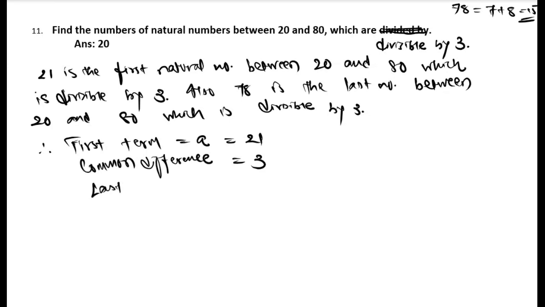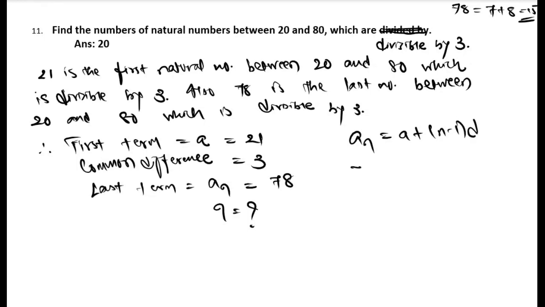The last term, that is the nth term, which is an, is 78, and what we have to find is n. So we'll apply the formula of the nth term. Nth term is equal to a plus n minus 1 into d. Nth term is 78, first term is 21, n I don't know, d is 3. So 78 minus 21 is equal to 3 bracket n minus 1.